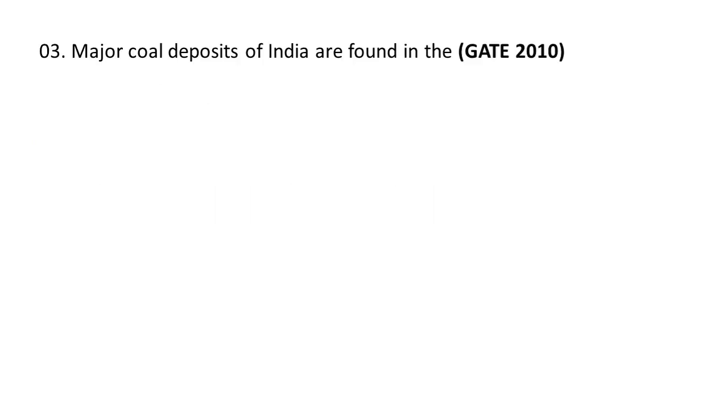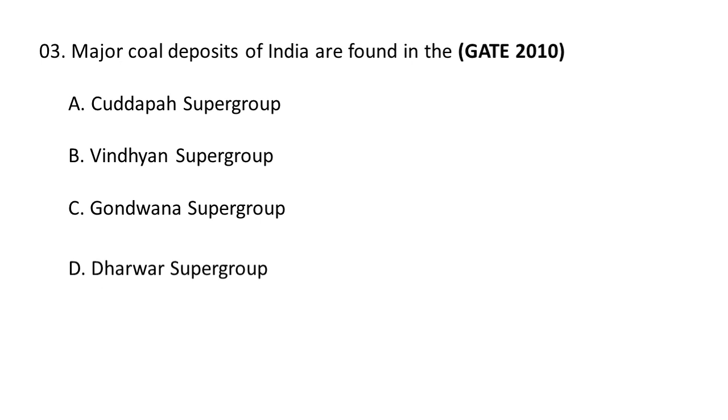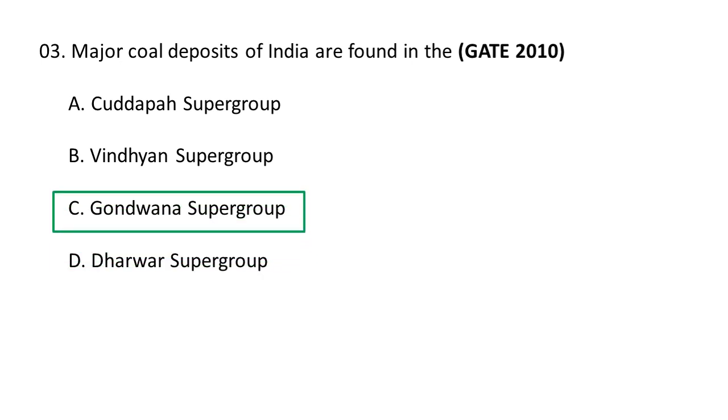Next question. Major coal deposits of India are found in the A. Kadapa supergroup, B. Vindhyan supergroup, C. Gondwana supergroup and D. Dharwad supergroup. So obviously major coal deposits of India are found in the Gondwana supergroup. Gondwana coal accounts for 98% of India's total coal reserves and 99% of the coal production, and it's mostly bituminous to subbituminous variety. It occurs as seams, and these are interbanded with sediments. So C, Gondwana supergroup, is the correct option.